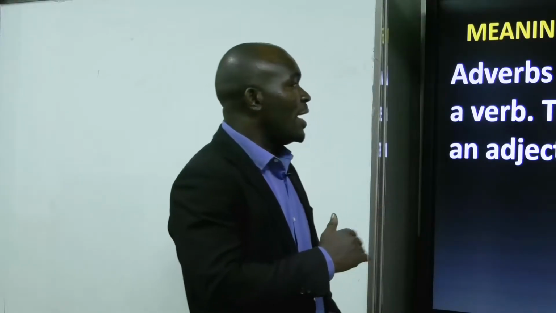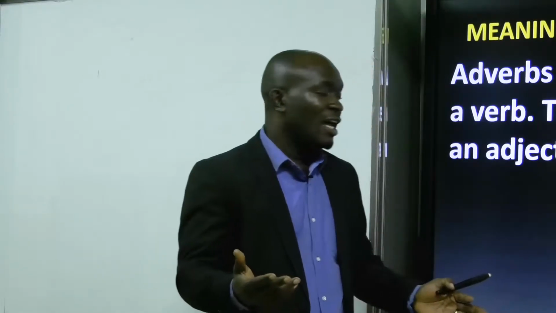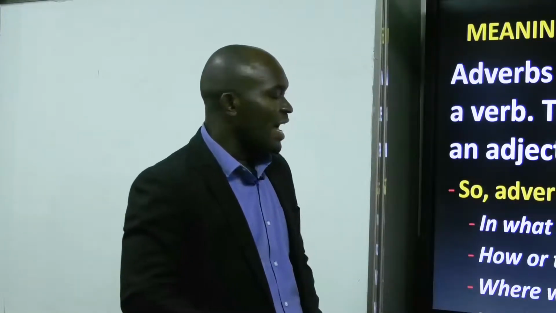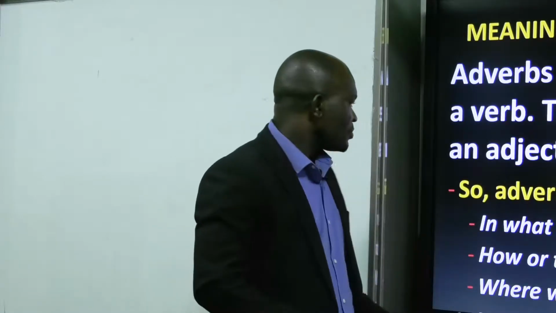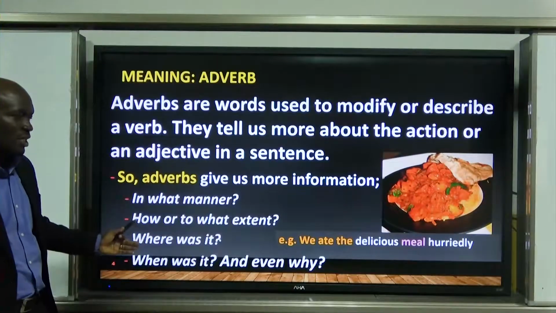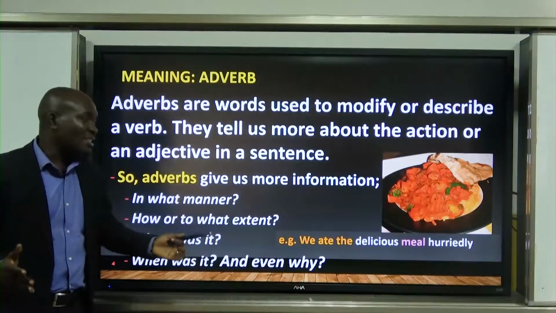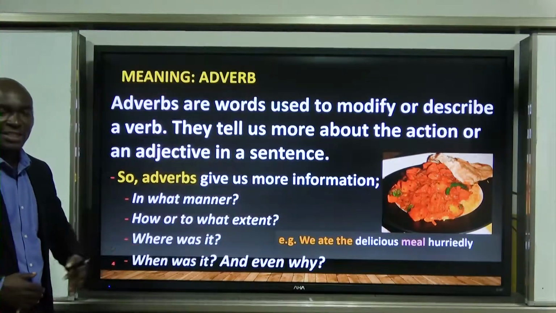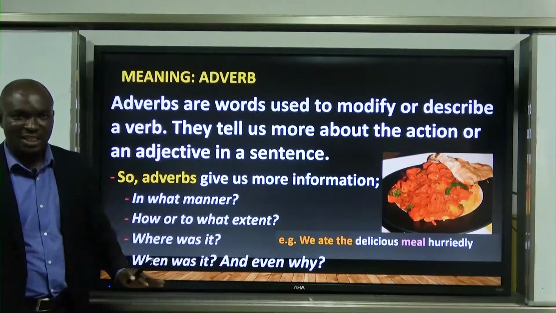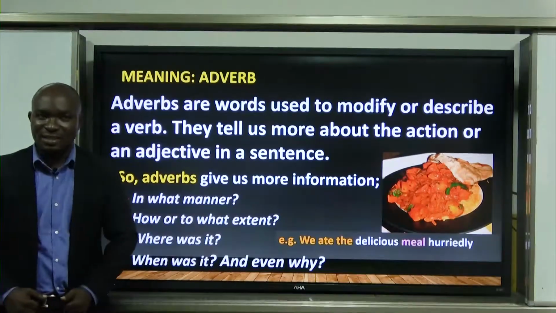What about adverbs? Well, adverbs are words used to modify or describe a verb. They tell us more about the action, or an adjective, or other adverbs in a sentence. Let's look at that sentence we had earlier today. We ate the delicious meal hurriedly. You see? Adjective, we ate a delicious meal. Delicious, adjective. Now, we ate the delicious meal hurriedly gives you more information about how we ate the meal.